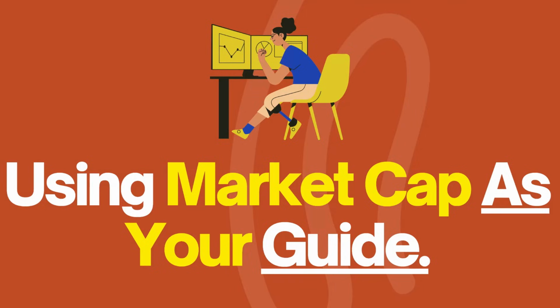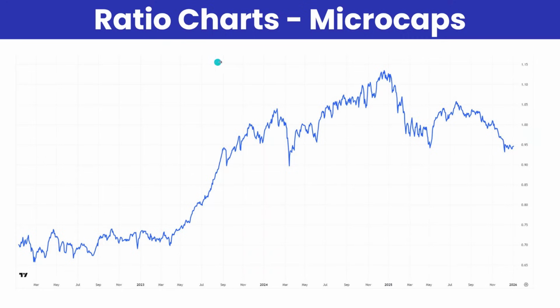The first section that we'll visit is that of using market cap as your guide, because currently market cap is important in understanding where you should be looking at in the market. The second section subsequently will be about sectors and then followed by market breadth. So in the first section, I'll take you through some ratio charts.